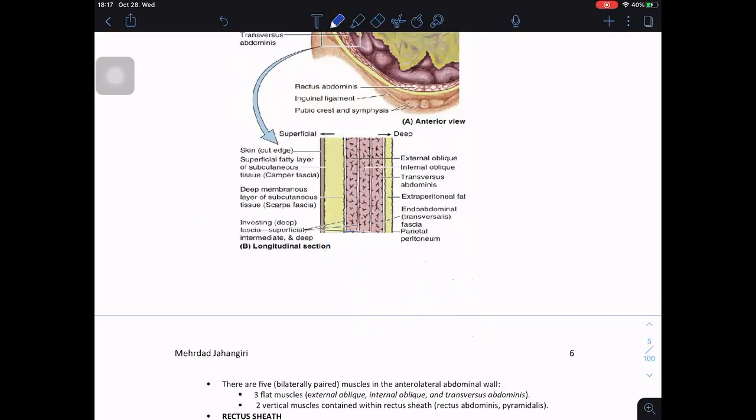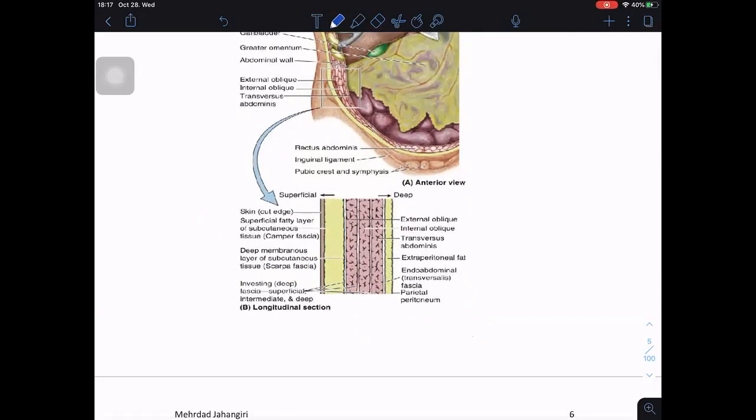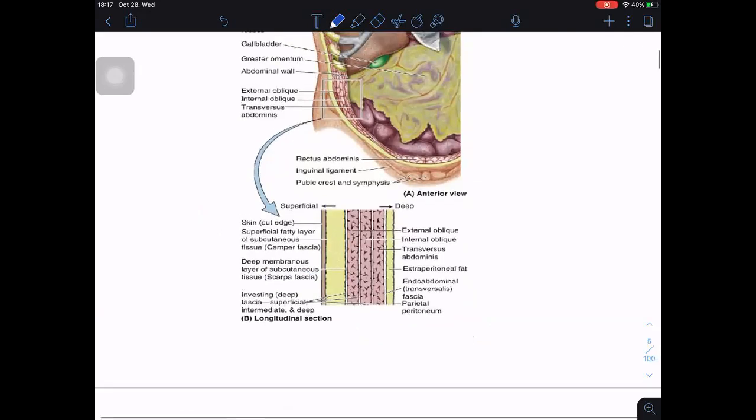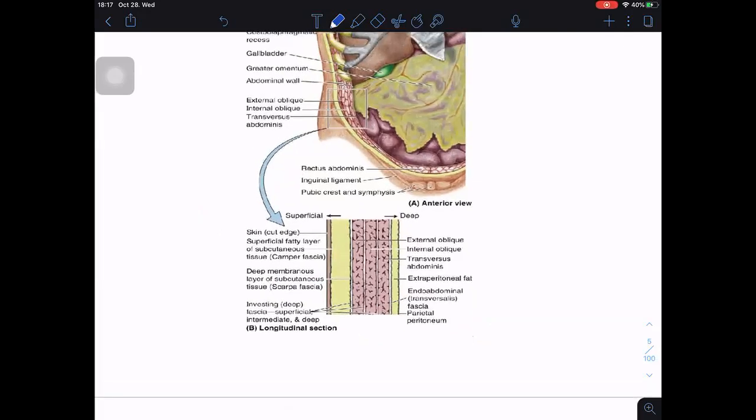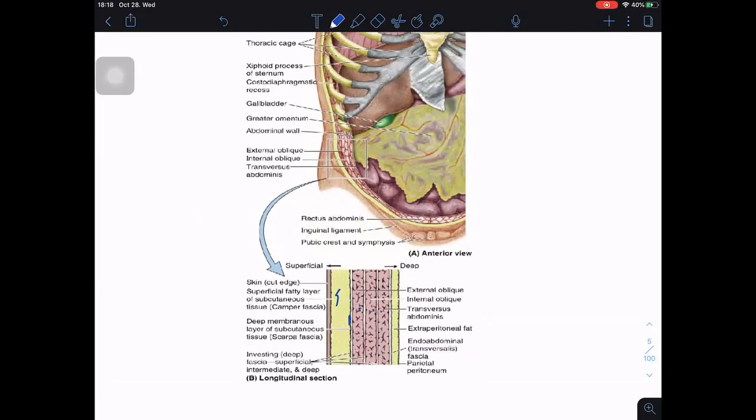So then we talked about the first layers of the abdominal wall. So the skin, then the fatty Camper fascia, and the membranous Scarpa fascia. Now, if you see, deep to the subcutaneous tissue, we're gonna have three layers of muscles. These are the flat muscles, the oblique muscles: external oblique, internal oblique, and transversus abdominis muscle.